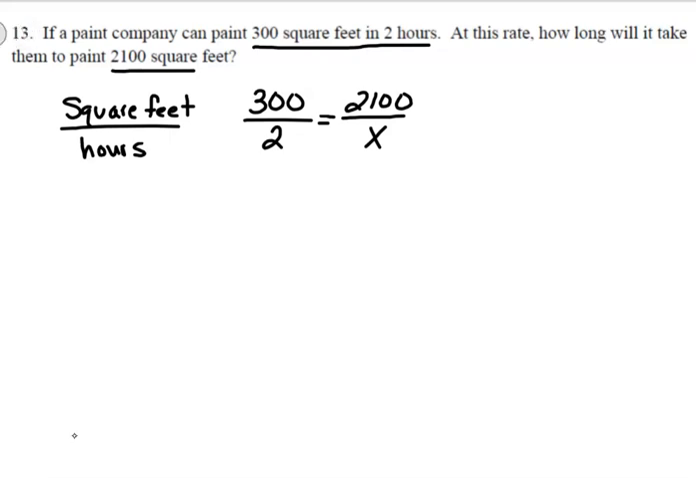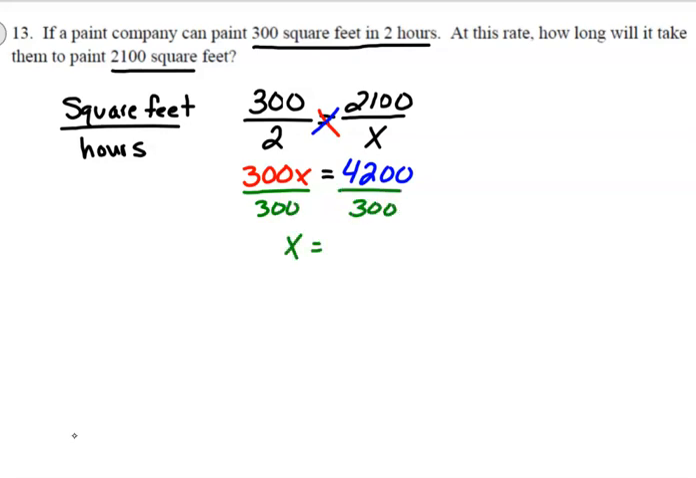And so we cross multiply 300 times x. Remember, if you had a different proportion, that's okay as long as you're cross multiplying these same numbers. So as long as this step says 300x and 4,200, you're good. And so that means my final step is to divide by 300. So 4,200 divided by 300 gives us 14 hours in order to paint 2,100 square feet.